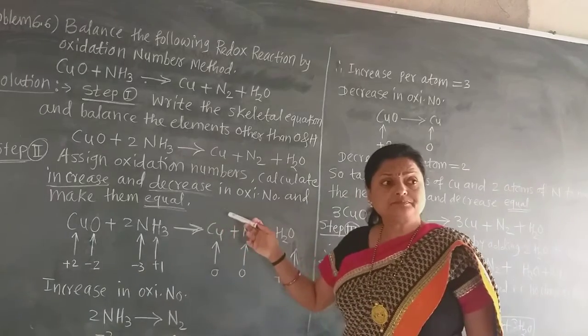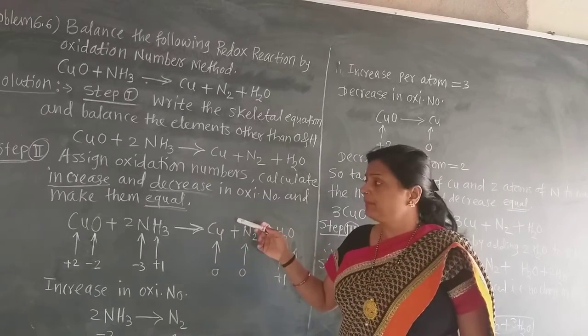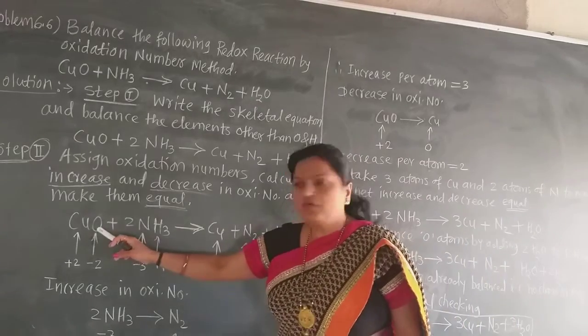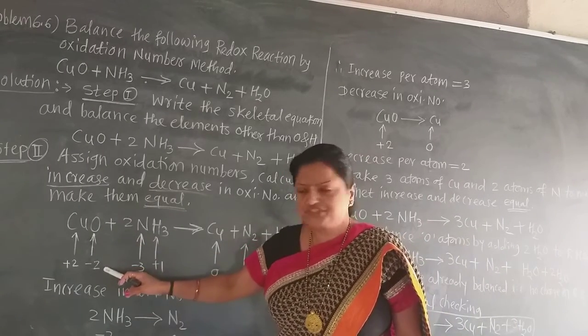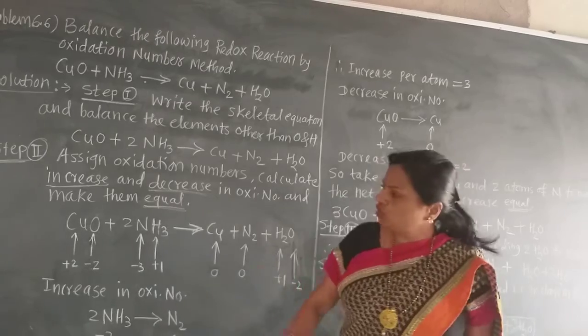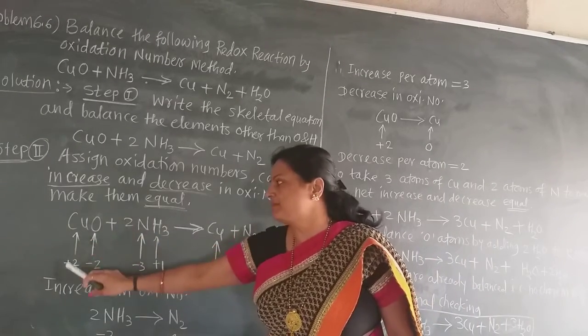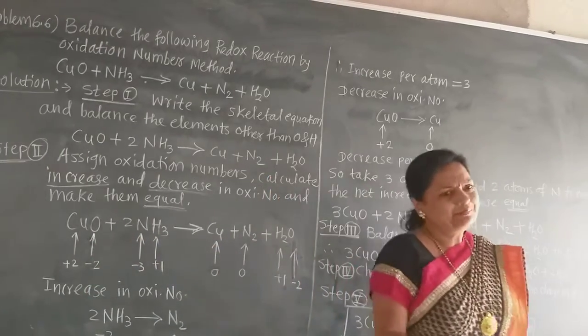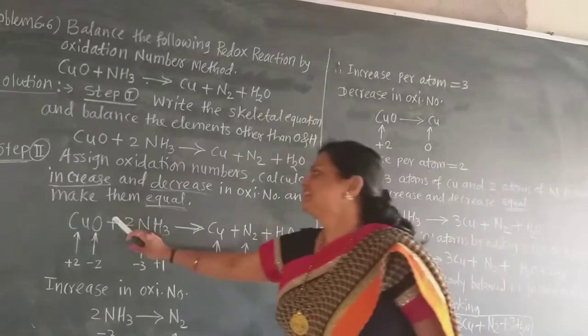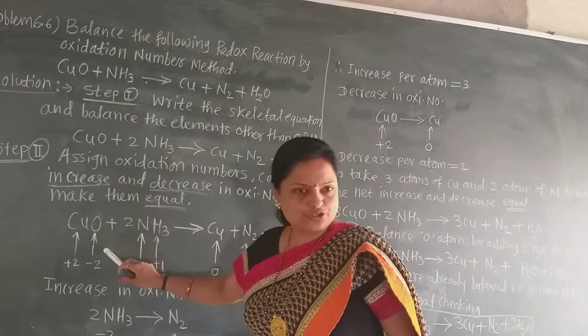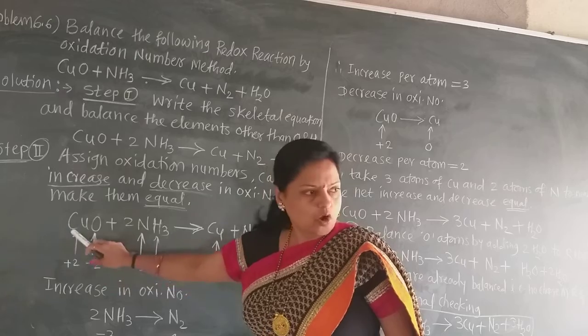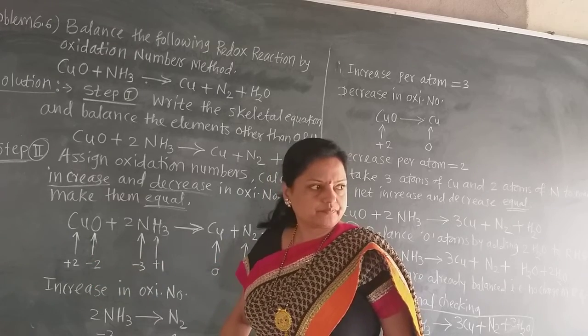Now see here, in this second step, we know the oxidation state of oxygen is always -2. So to balance -2, this copper must have oxidation state +2, because this is a chargeless molecule, there is no charge. So the copper has the +2 charge.